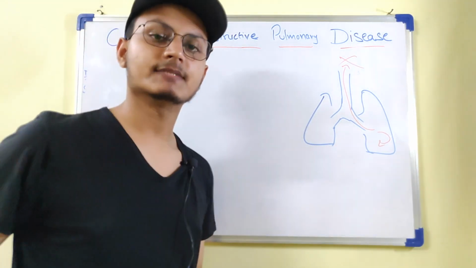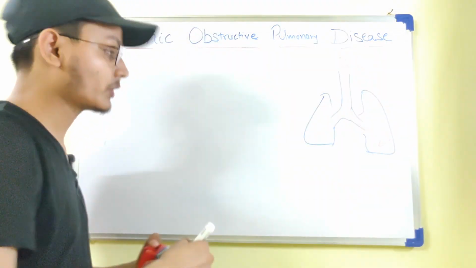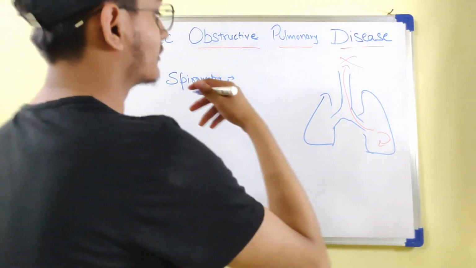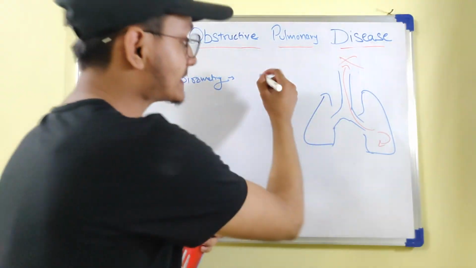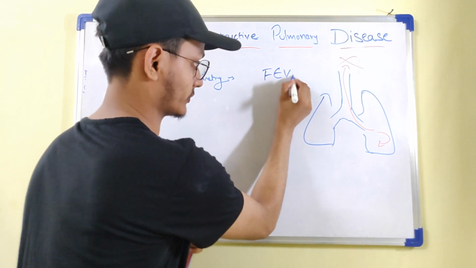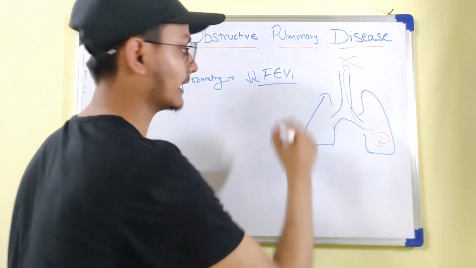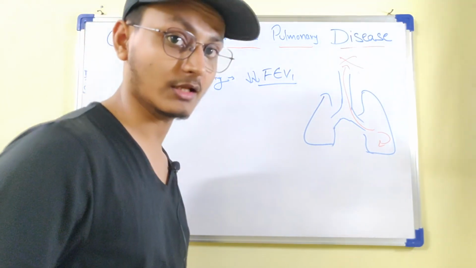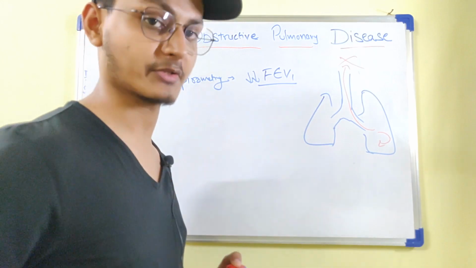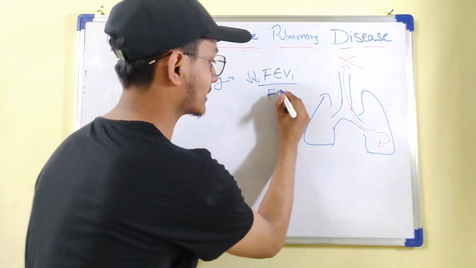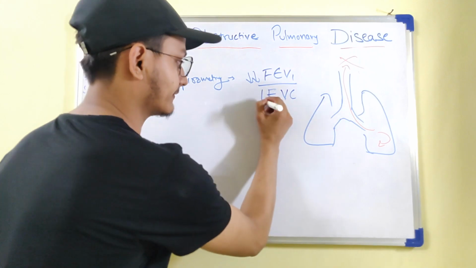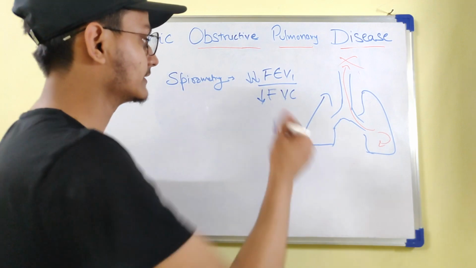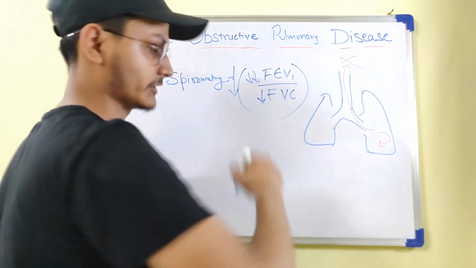When we see these people's spirometry, what we see is that the forced expiratory volume in 1 second is greatly reduced, and the forced vital capacity, that's the total air that you exhale after a complete inspiration, even that is decreased. So as you can see, this ratio has decreased.